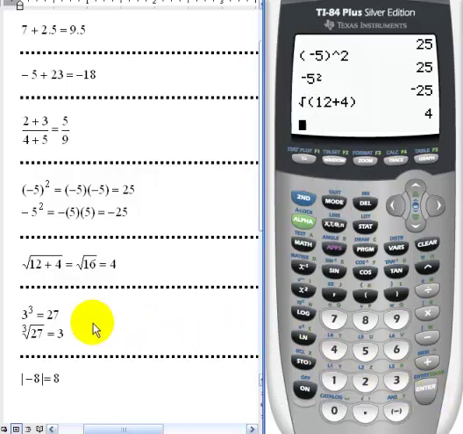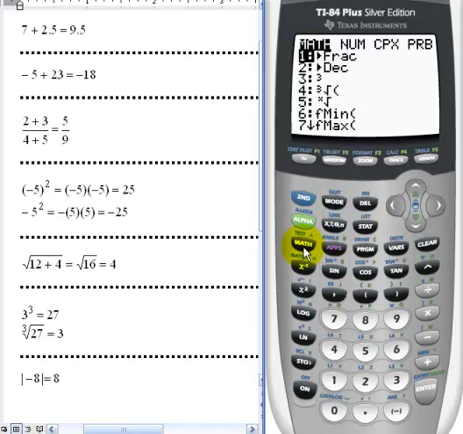And then another common power is the cube. So 3 cubed is 27. Again, I could say 3 raised to the power of 3, and that's 27. We use the cube almost as frequently as the square. So where is it? Here's the math key. Under the math key is a cube feature. You'll notice number 3 right there is the cube, and number 4 is the cube root.